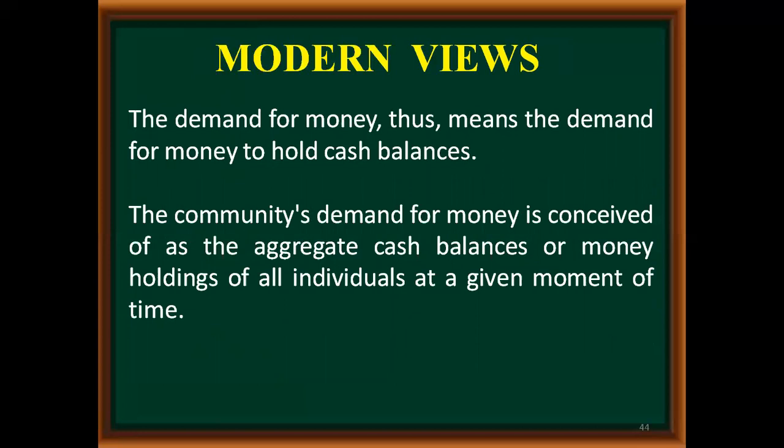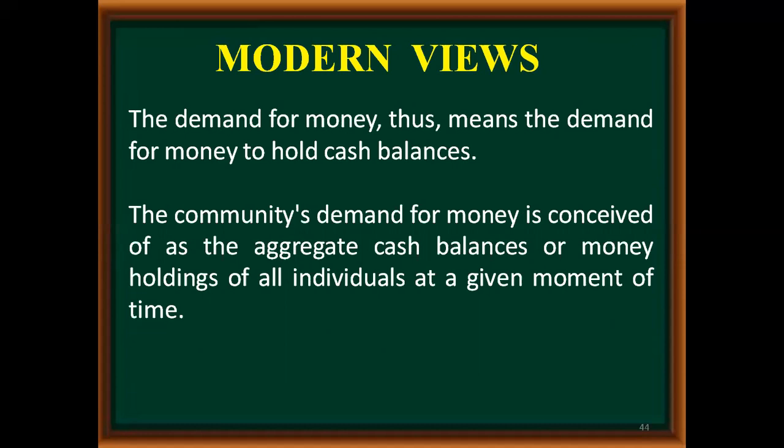Further, the demand for money thus means the demand for money to hold cash balance. Classical theory is known as the cash transaction approach because it considered transaction as a base, whereas modern views consider that over and above the transaction purpose, people also demand cash for holding balance. That is why this is known as the cash balance approach. The community's demand for money, community meaning economy or country, is conceived as the aggregate cash balances or money holdings of all individuals at a given moment of time.